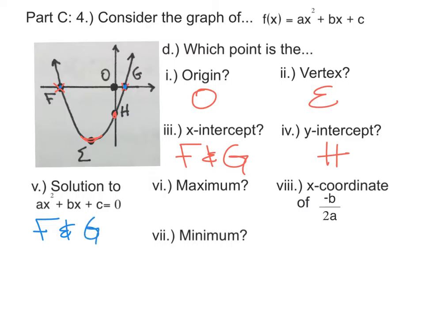Where does this graph attain a maximum? That doesn't really happen. This graph goes up forever, so there is none. But it does have a minimum. It does bottom out down here at the vertex. So the minimum happens at E. And which point has an x-coordinate of negative b over 2a? Well, anytime you see negative b over 2a, you should be thinking about the x-coordinate of the vertex. So again, that happens at E.